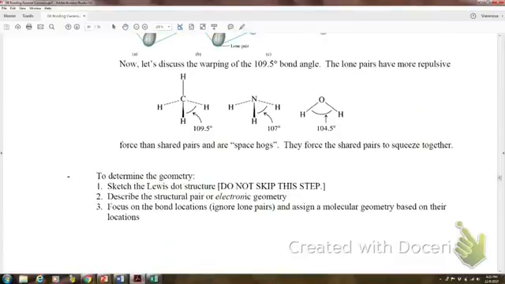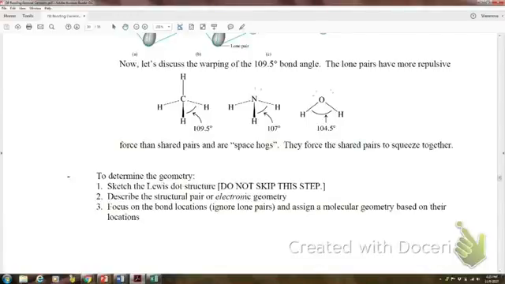Okay? So there we have those 3 examples of methane, which would have the 109.5. Remember we're assuming these lone pairs are right here on ammonia, so that's why these are pushed down, and then you've got 2 lone pairs on there, so they push them down even further. So to determine the geometry, you have to do the Lewis structure. You cannot skip that step.